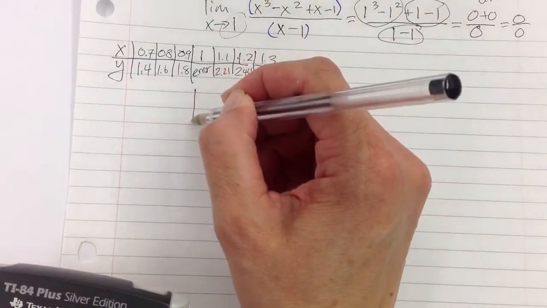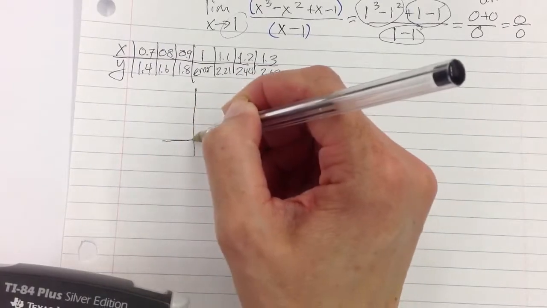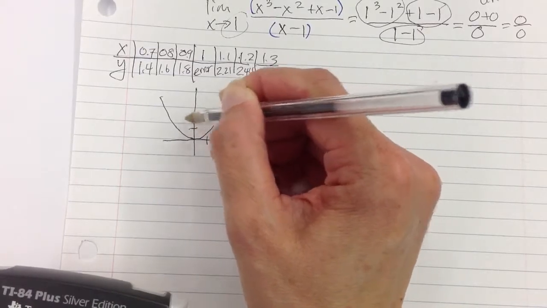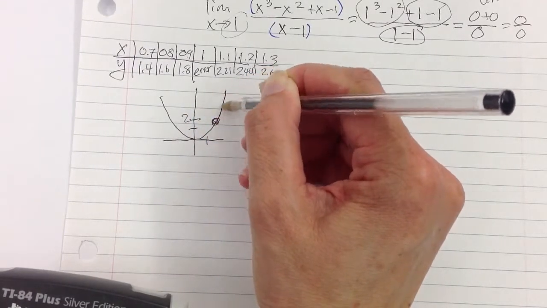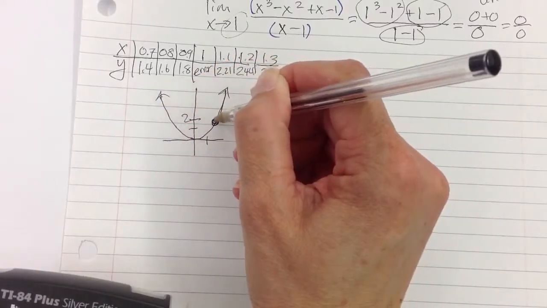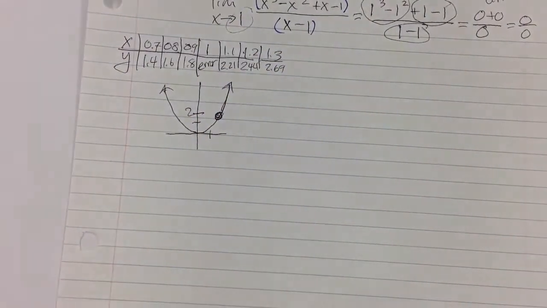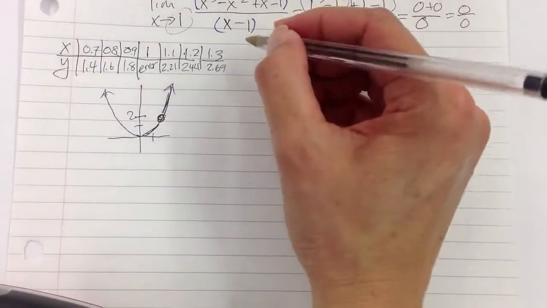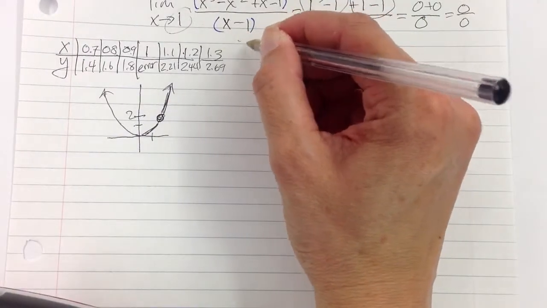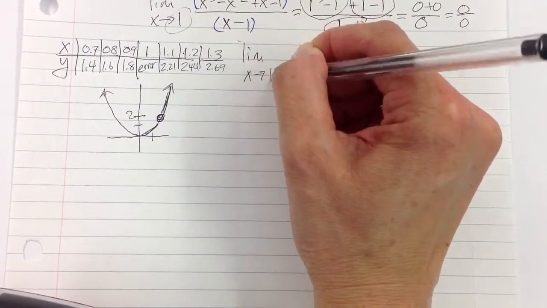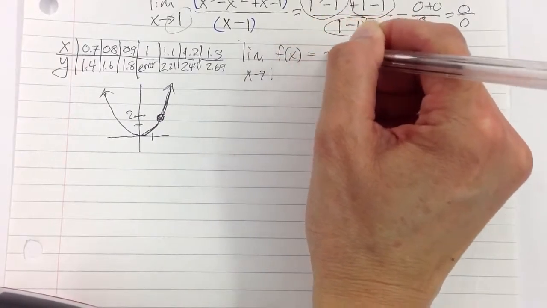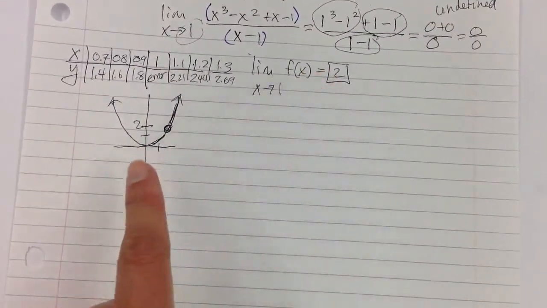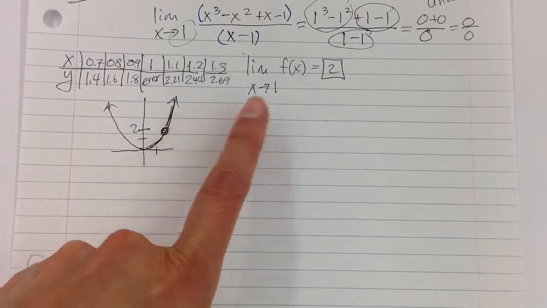So the graph looked like this, and at 1, 2 there's a hole, so I should have put a hole there. But the rest of the graph is just a regular parabola. And from the left it's approaching 2, and from the right it's approaching the same number, 2. So this limit as x approaches 1 of our f of x is still 2. Even though the value at 1 is undefined, the limit is 2. Because it's approaching 2 from the left, it's approaching 2 from the right, it's 2.